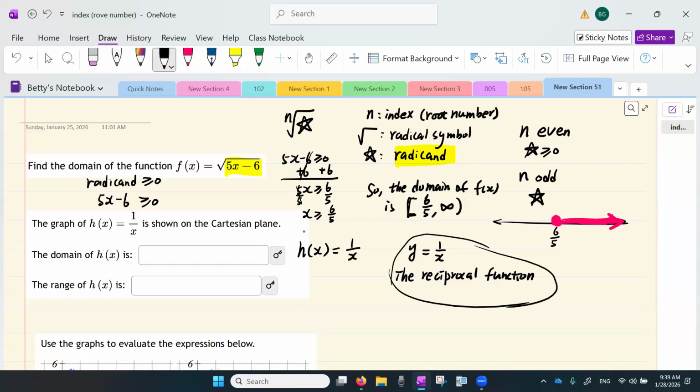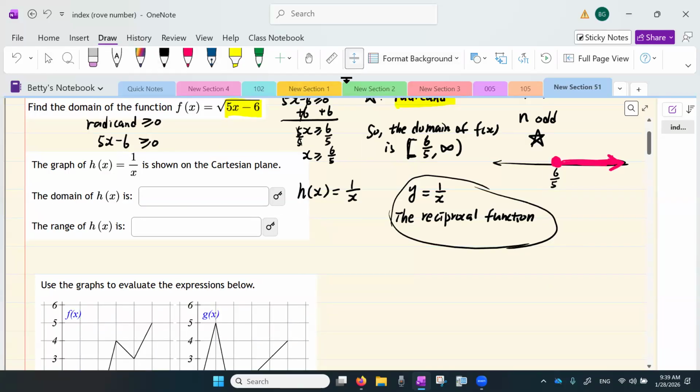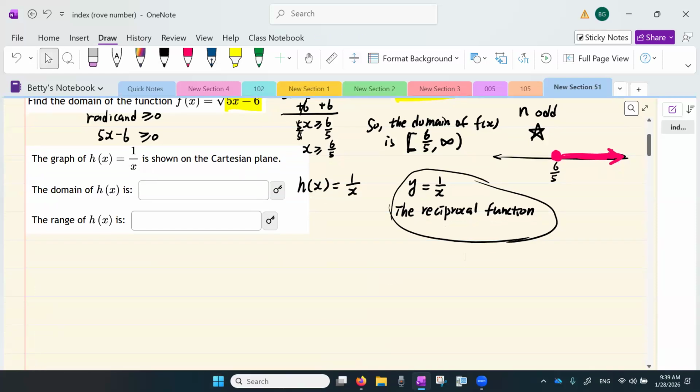I need you to know the graph of the reciprocal function. You should have seen that in the activity last week. What does the graph of the reciprocal function look like? It has 2 branches, okay? It passes through (1, 1) and (-1, -1). In quadrant 1, it has a branch. In quadrant 3, it has another branch.